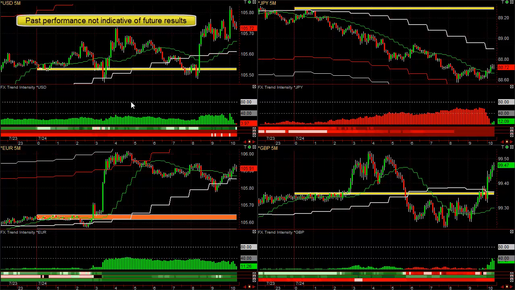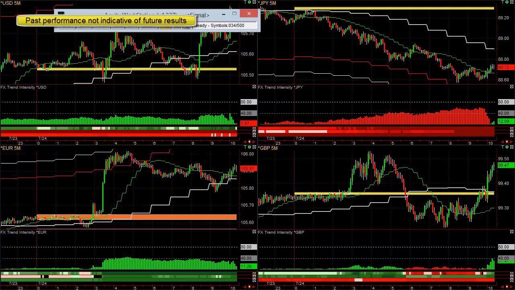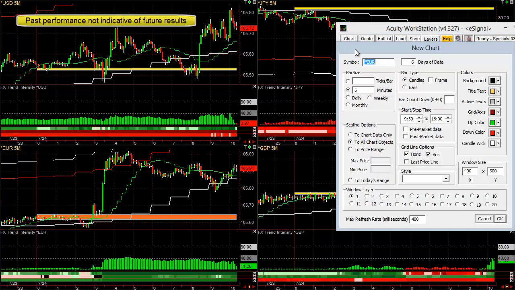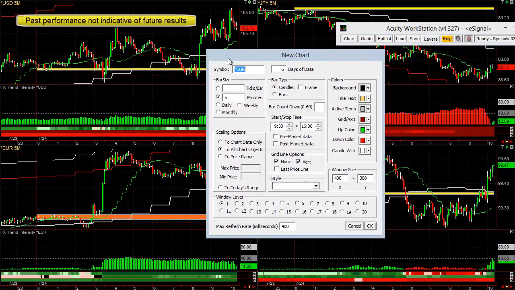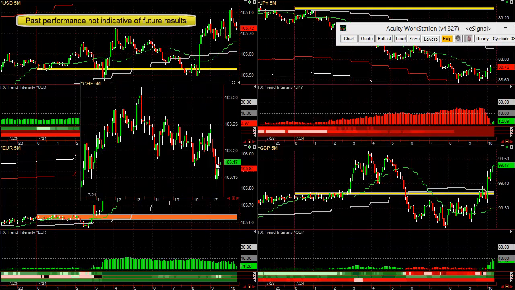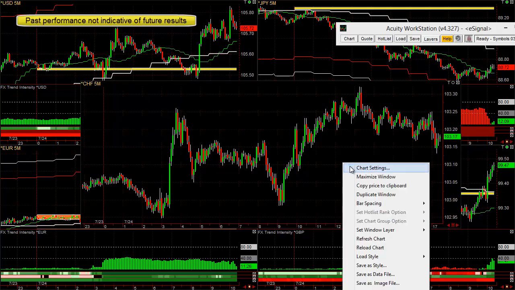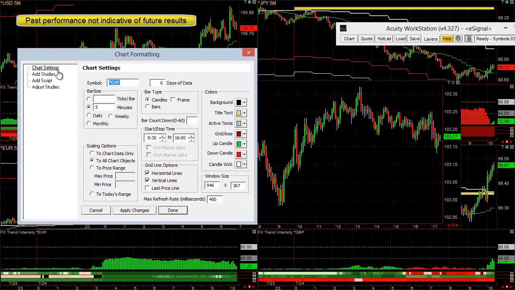Now what we're doing is putting these currency indexes into the data feed so that you can bring up any time frame chart you want. Let's just say you wanted to look at the Swiss. You have basically a chart that comes up and you can add any of our indicators that you want.